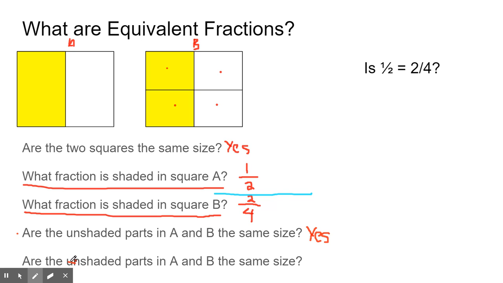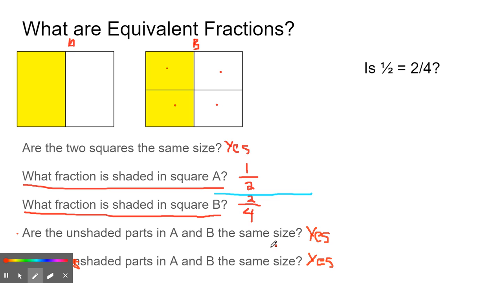And then this is supposed to say shaded. Cross out un. And then our last question, are the shaded parts in A and B the same size? Once again, half of the square is shaded yellow in both A and B. So yes, both of the shaded parts are the same for A and B. So we can put yes for both of those.